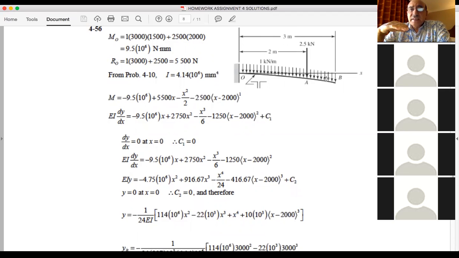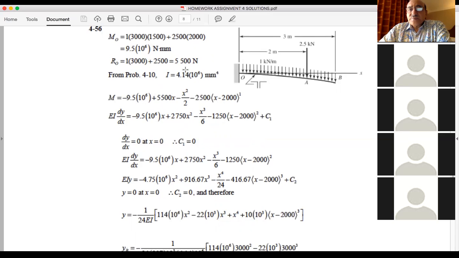Here we can write an equation directly for the moment because we determine the moment at O, and we have a concentrated force here that gives us a moment at 2000, like this is in meters, so we convert it to millimeter. So the moment would be one concentrated moment, one moment at O minus 9.5 times 10 to the 6 that we determined.